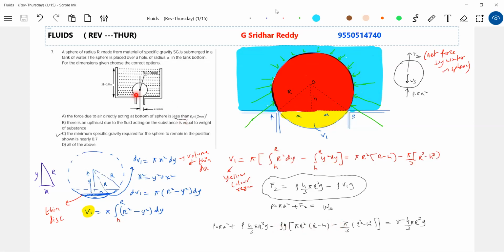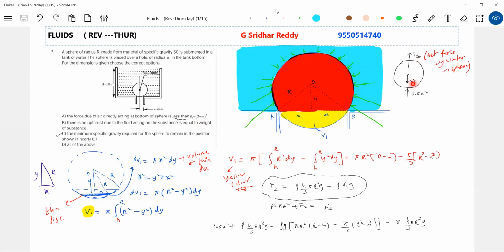We did the same problem. It was like a circular plate, like a cylinder. I brought spherical. Next, I'll change it for conical also. Okay, the force due to air directly acting at the bottom of sphere is less than... No, how much? P naught pi a square. It is not less than this. It is in fact equal to P naught pi a square, effective area. This is ruled out. There is an upthrust due to fluid acting on substance equal to weight of substance.